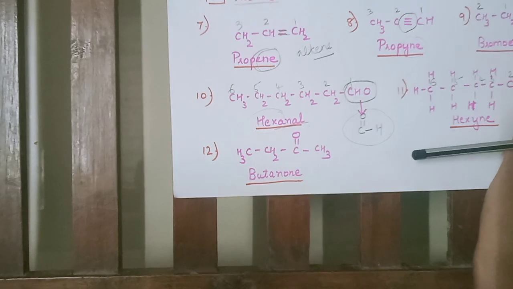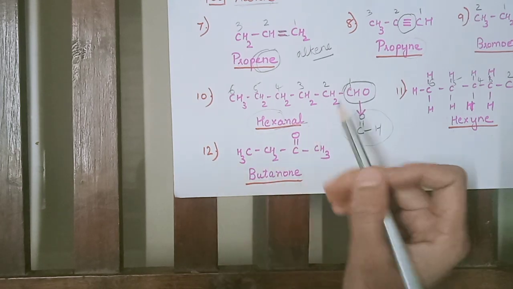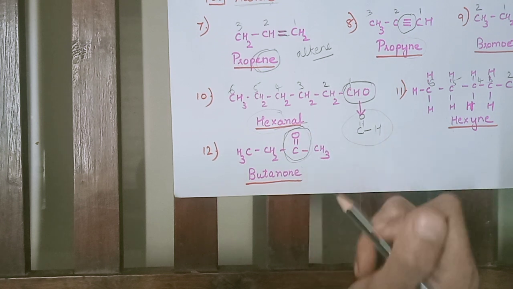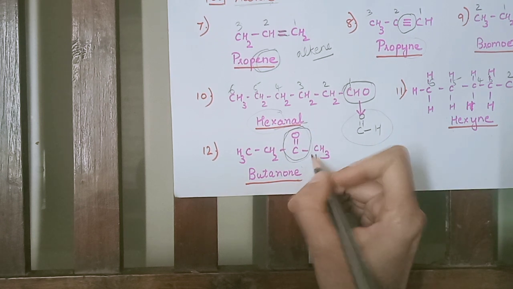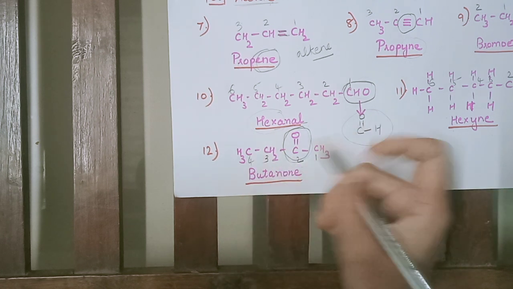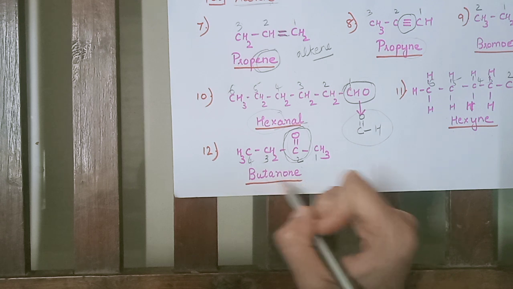Now the last one, what you have found here, this is the group ketone. So again, counting of the carbon atoms 1, 2, 3 and 4. So but, and being a ketone, butanone.